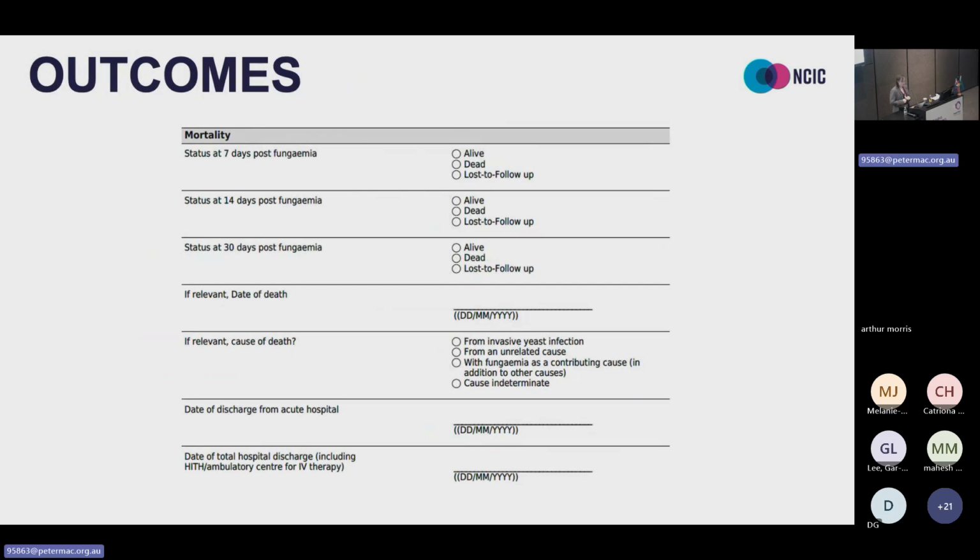And then just outcomes, so status at day 7, day 14, day 30, date of death if relevant, and if relevant, what was thought to be the cause of death, and this again is by the site PI. Was this due to the invasive yeast? Was it unrelated? Was it a contributing factor, or was it really unclear? And date of discharge from acute hospital and date of discharge from the total hospital, including Hospital in the Home, for instance, or day unit.